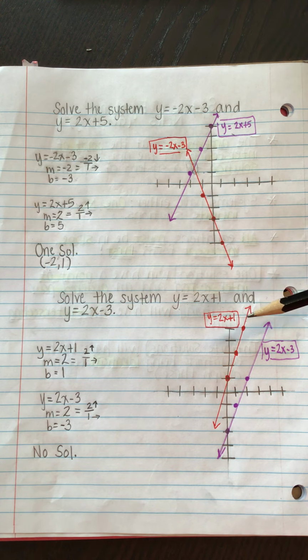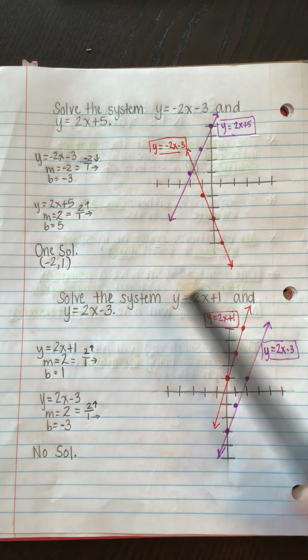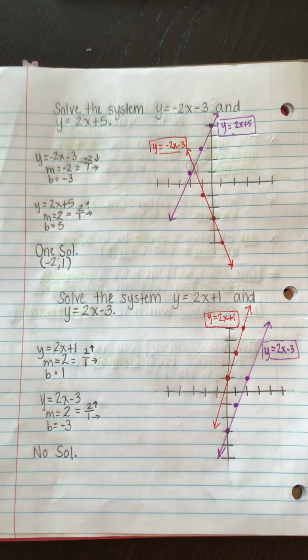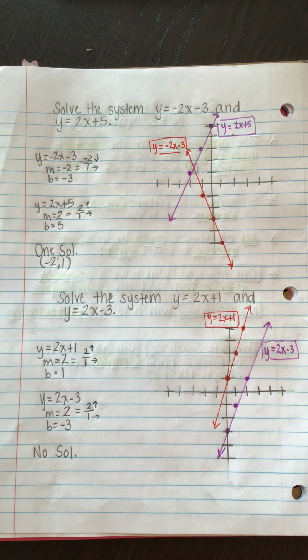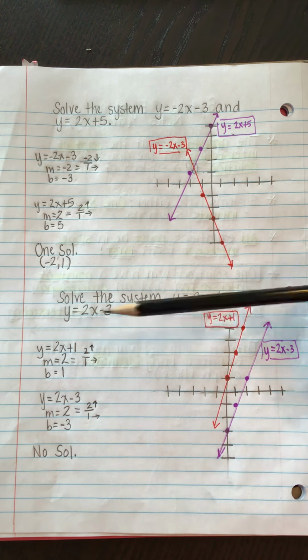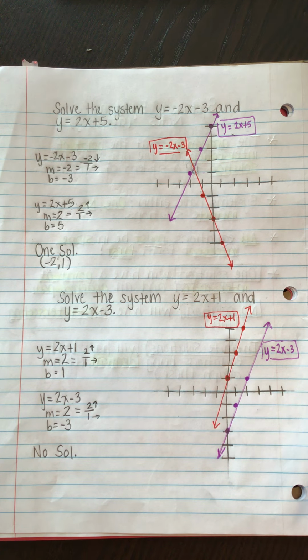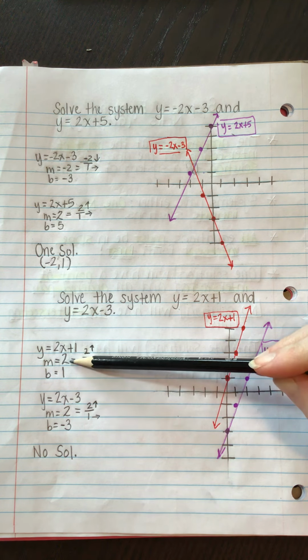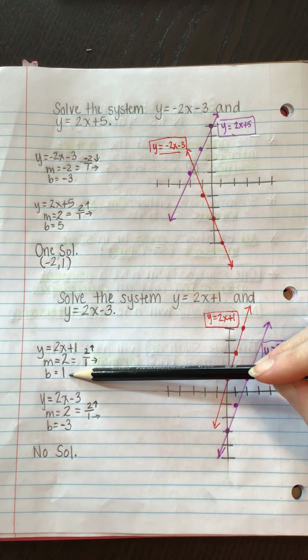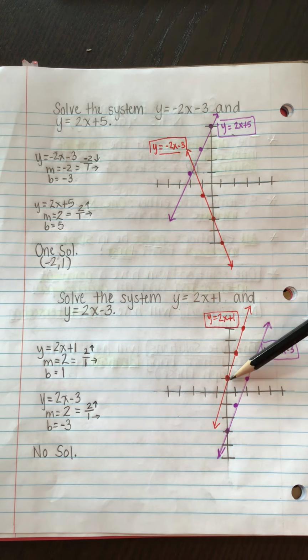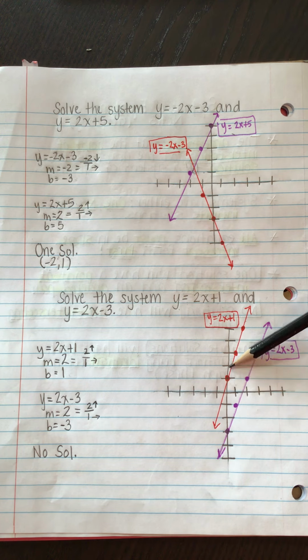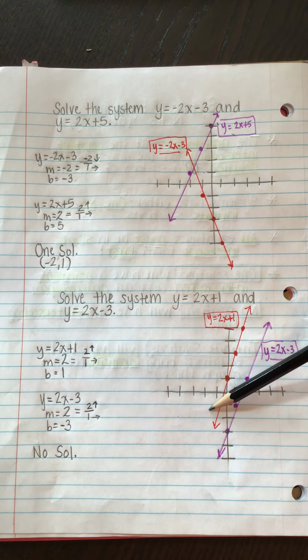If you need to pause before continuing, pause and press play when you're ready to continue. Solve the system y equals 2x plus 1 and y equals 2x minus 3. So again, I need to find the slope and y-intercept of each of my equations. For my first one, I've got a 2 and a positive 1. So I'm going to start at positive 1, and then I'll go up 2 and to the right 1, up 2 and to the right 1, making sure to label my line as I draw it.